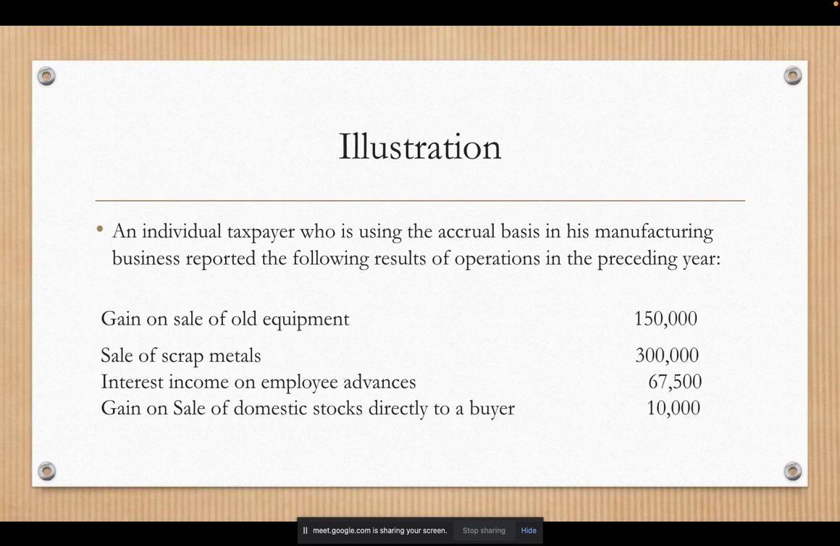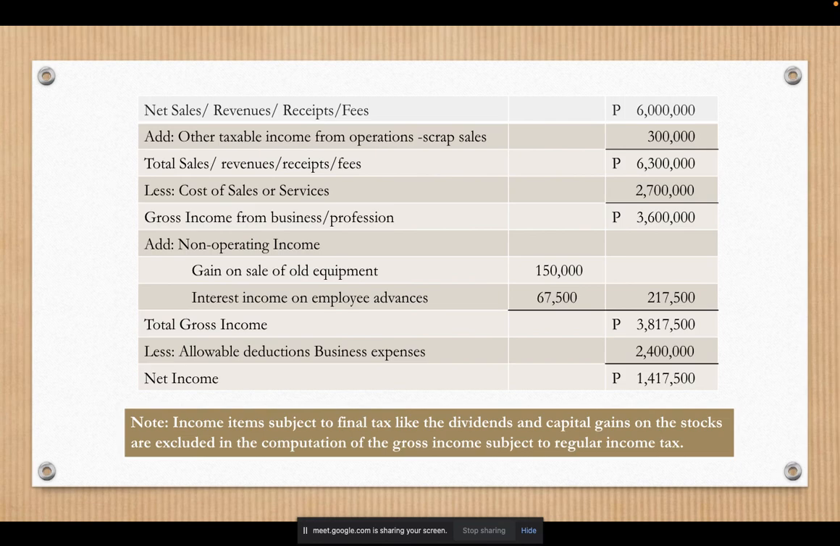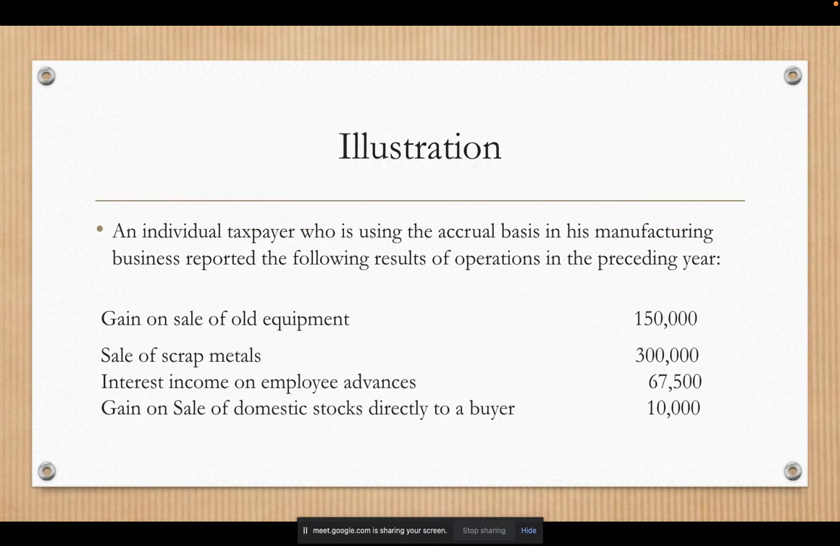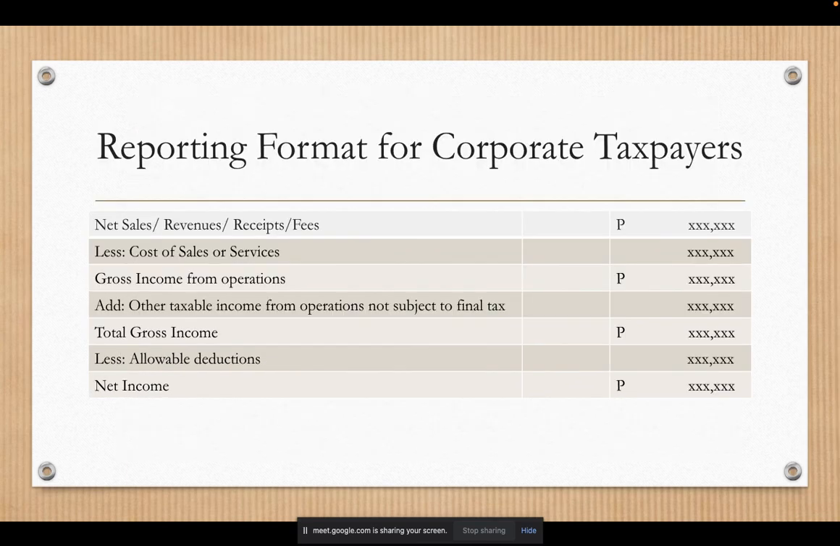Makikita mo yung given, meron sana siyang gain on sale of domestic stocks directly to a buyer. Okay? Hindi po siya sinama natin at hindi din po natin sinama yung dividend income. Bakit? Again, because the dividend income is subjected to final tax for dividends, and the income that they earned on the gain on sale of domestic stocks is also subjected to final tax. Okay? As illustrated earlier in the topic, final tax. Okay? So that is a comprehensive example of computation of the net income.